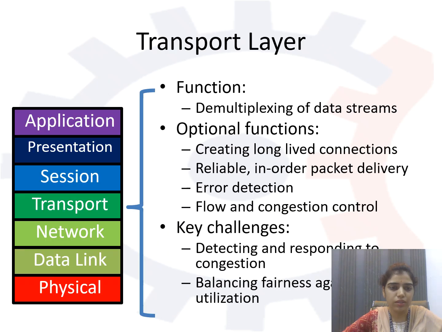Transport layer, the fourth layer of the OSI model. Functions: demultiplexing of data streams. Optional functions are creating long-lived connections, reliable in-order packet delivery, error detection, flow and congestion control. Key challenges: detecting and responding to congestion, balancing fairness and utilization.